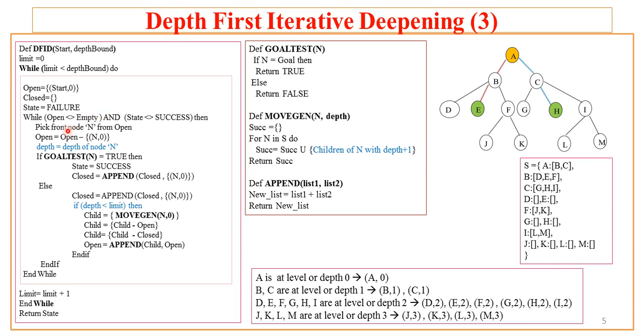Now it picks the front node from open, and then it removes that node from the open, and then it stores the depth of the node n, which is 0 initially if it is starting with the start node. Then it checks whether n is goal node or not. If it is goal node, then it updates the status to success, and will simply append the current node to the closed, and with this it will terminate. Why? Because as state is success, the second condition of the inner while loop fails, and it comes out of the loop.